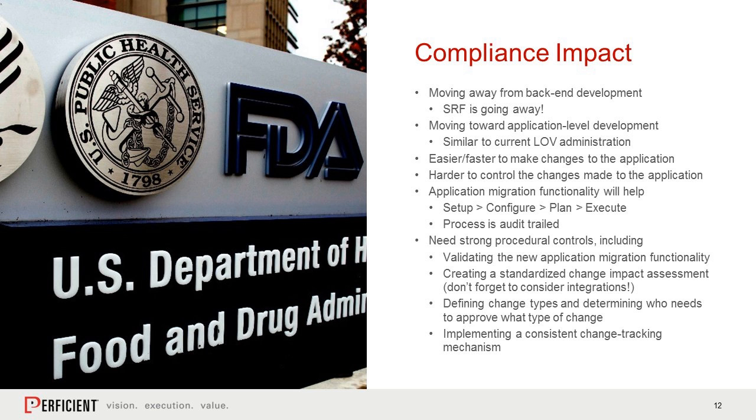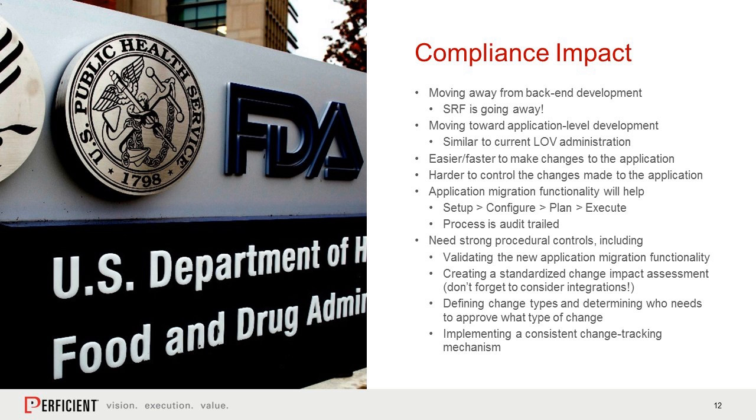And a few of these procedural controls that we can put in place could be validating that application migration functionality. Since the functionality that deploys the change is part of the application now, we can just fully validate that functionality once, and that way you don't have to validate the process each time a change is implemented. We can create a standardized change impact assessment, which could assess the risk and impact of each newly introduced change to existing functionality. And this also has to consider existing integrations and how changes are going to be impacted there.